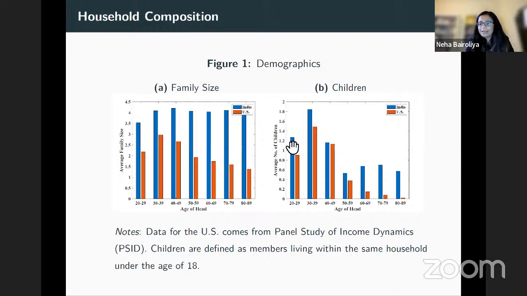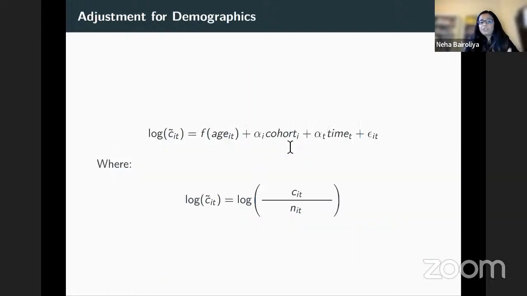And what's happening? Well, these are the grandchildren, right, in extended families, because a lot of Indian households are living in an extended family setup where your kids and their spouses and their children are all living together. So we do see that these differences are stark, both in the size and the composition. And it's important to take that into account. How do we do that?